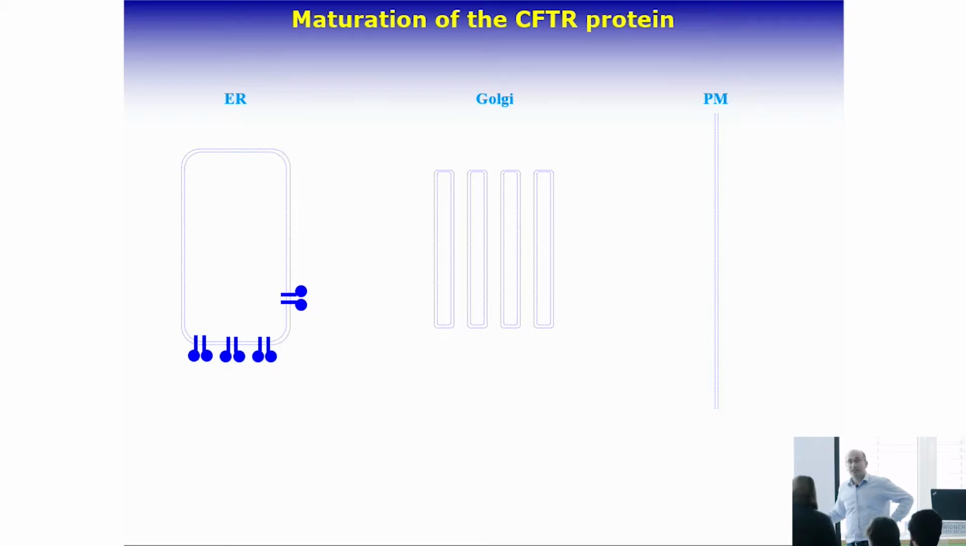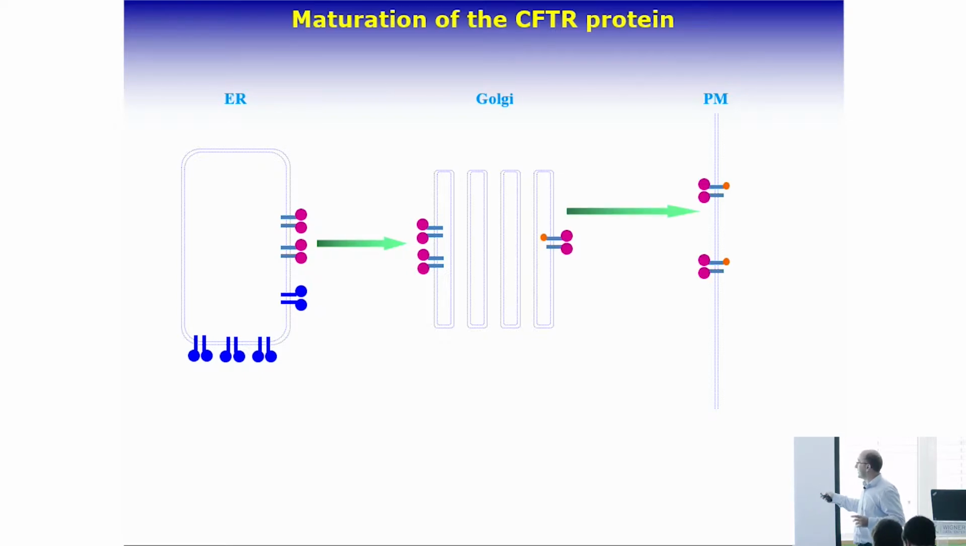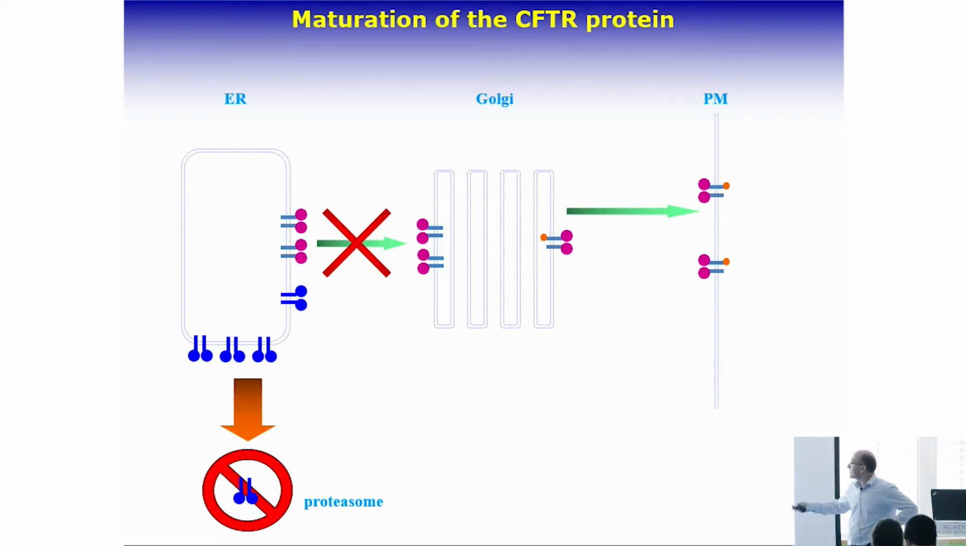A little bit in more detail, similar to other membrane proteins, the CFTR is synthesized inside the cell in the ER. When it is correctly folded and matured, it goes to the plasma membrane. However, if there is a mutation, then in most cases there is no correctly folded protein, and it is degraded. And therefore, we would like to develop correctors which help the folding.